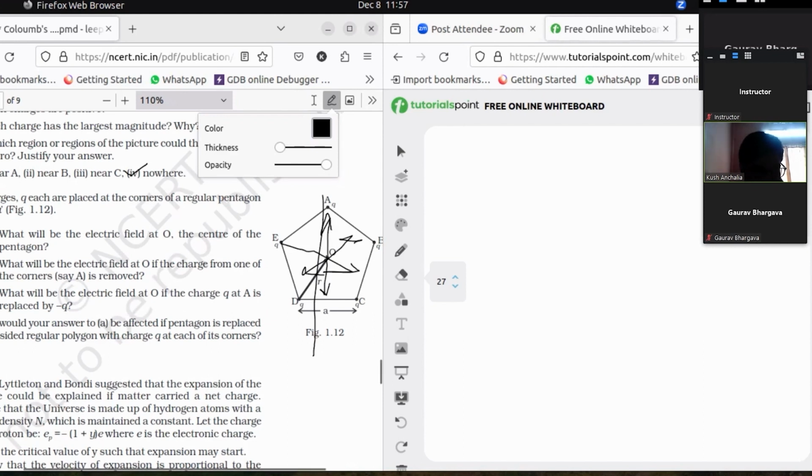So in option A, only kq by r square. Here net is 0, and the effect will be only of A. Here it will be minus kq by r square. How would you answer it? It depends on the n sides of the polygon, whether n is odd or even. That is the main thing. If n is odd, it is symmetrical and 0. If n is even, because only one will be there, it is kq by r square.